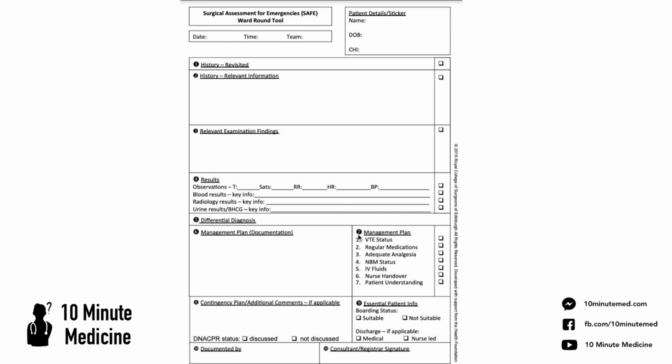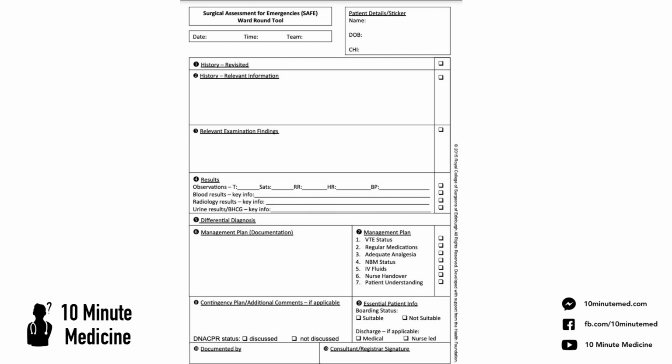So in here on the right, we've got some ideas for management plan that aren't always documented that well. For example, always consider VTE status for that patient. Are they protected against a venous thromboembolism? Have we written up their regular medications? Do they have adequate painkillers prescribed? Are they nil by mouth for today as they're going to theatre today or tonight?